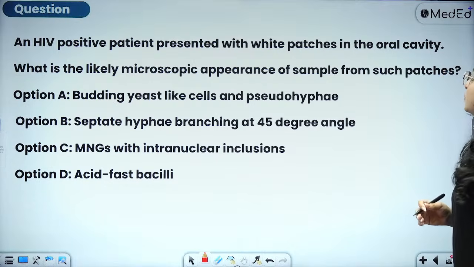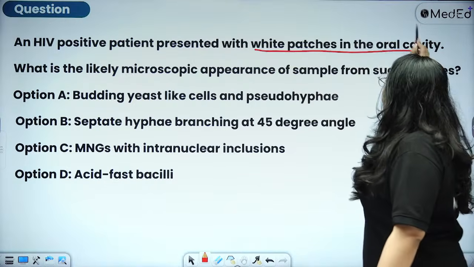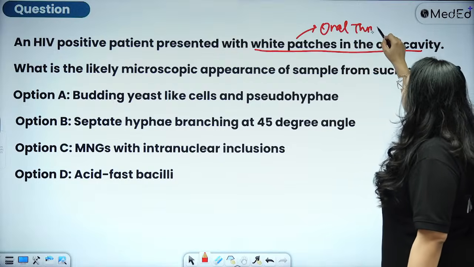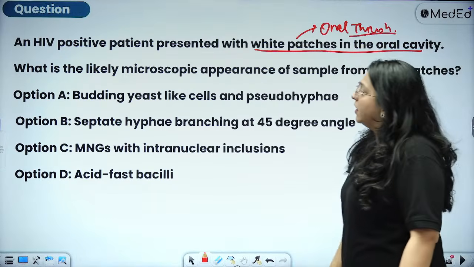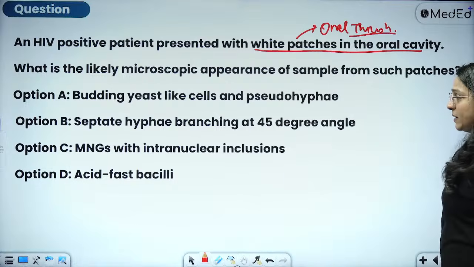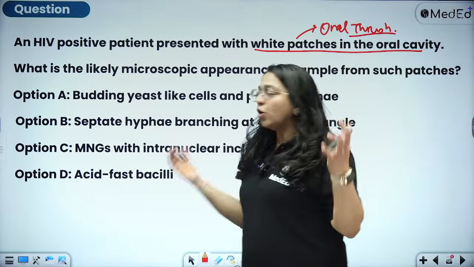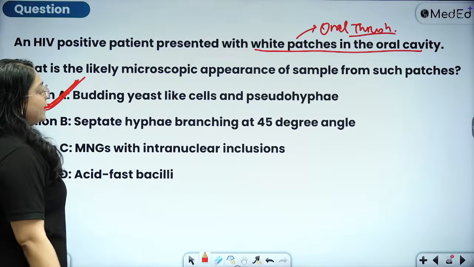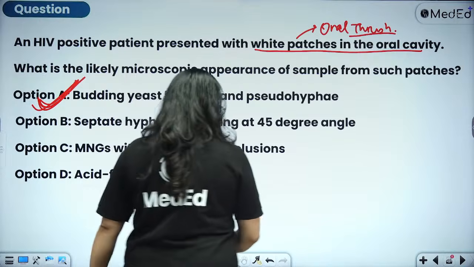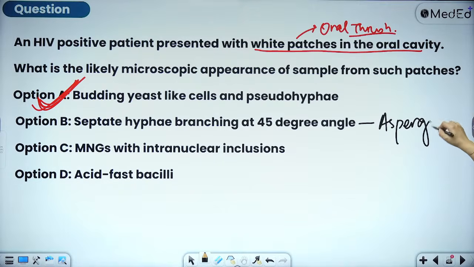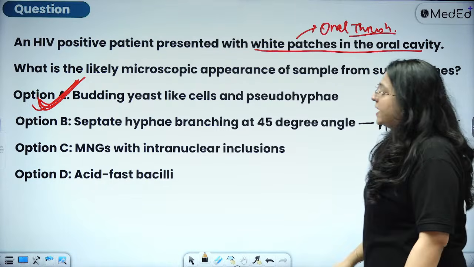HIV positive patient, white patches in the oral cavity. Who cannot tell me that they are talking about oral thrush or candida? What is the likely microscopic appearance of a sample from such patches? No points for guessing that it's budding yeast cell with pseudohyphae. Septate hyphae branching at 45-degree angle is given by whom? It's given by Aspergillus, and Aspergillus is definitely not going to cause oral thrush.